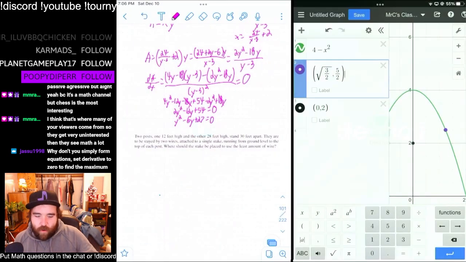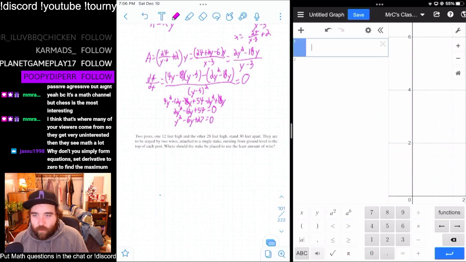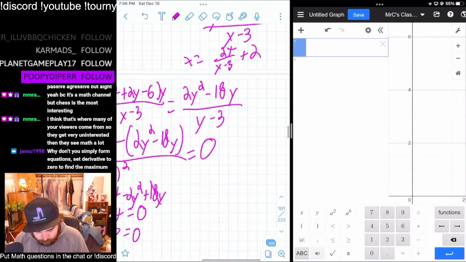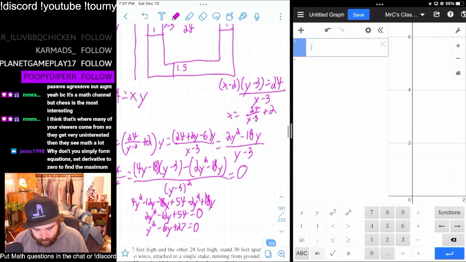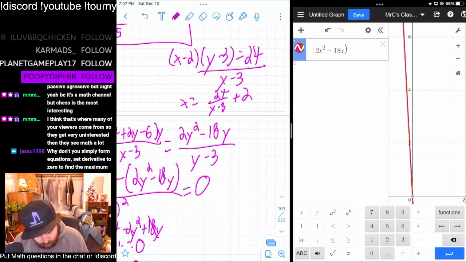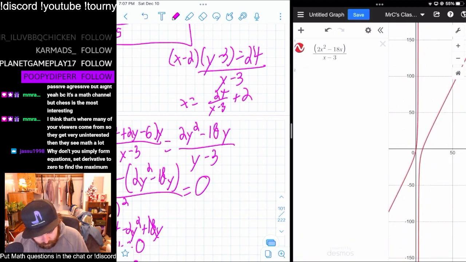Let's look at our area equation on Desmos. So what was our area equation? x and y are decently interchangeable. So I'll say 2x squared minus 18x divided by x minus 3.